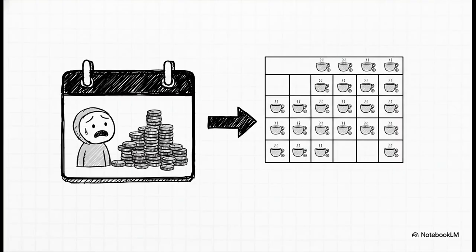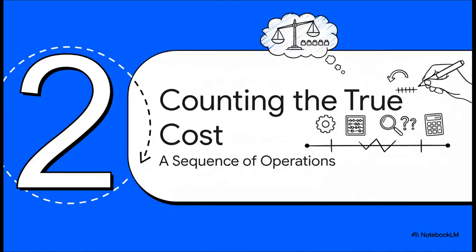Here's a really simple way to think about it. Imagine you've got a coffee subscription that costs you $30 a month. That one-time payment feels kind of big, but if you spread that cost out over the entire month, the amortized cost of your coffee is just $1 a day. We're about to apply that exact same thinking to our data structure. All right, enough with the analogies. Let's actually count the true cost.